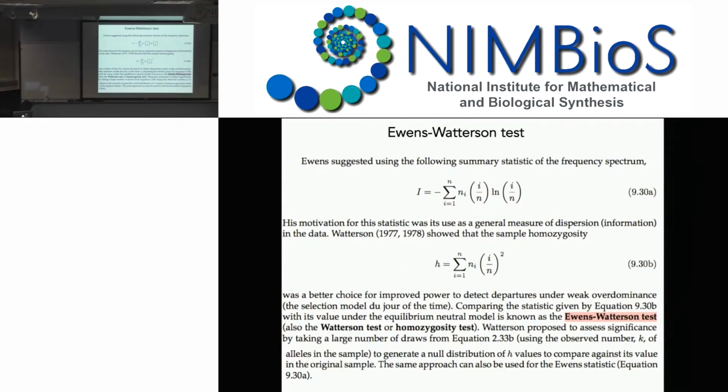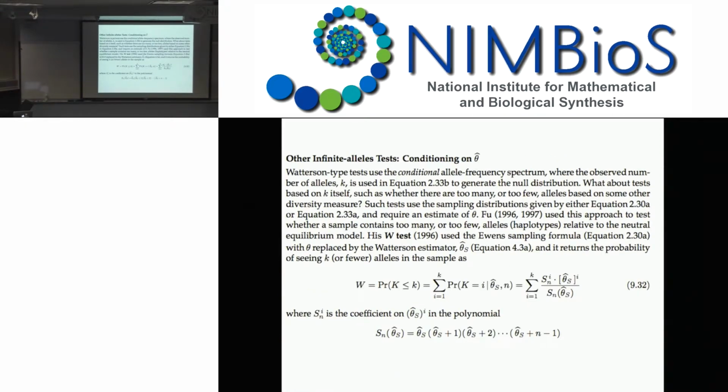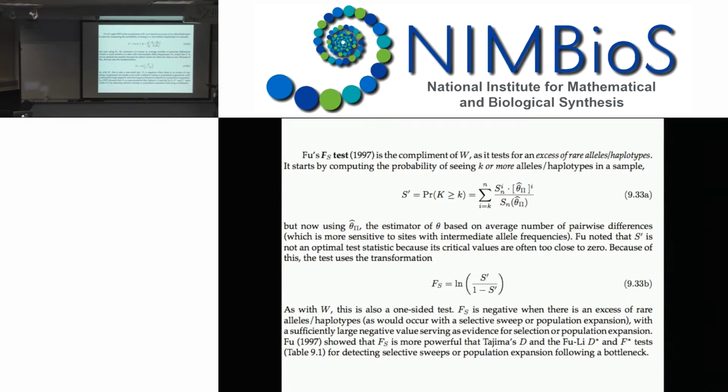So for these tests, I simply use the site frequency spectrum conditioning on K, so I don't need to know theta. The next group of tests is whether there are too many or too few alleles, and I do that by having an estimate of theta. For theta, what I typically use is the Watterson estimator, theta based on the number of segregating sites. I can basically ask, is that too many or too few? That's the Fu's F_W test for too few, and the F_S test for too many. So there are tests I can use based upon the allele frequency spectrum, whether there are too many or too few alleles.